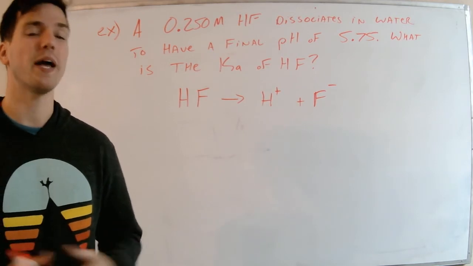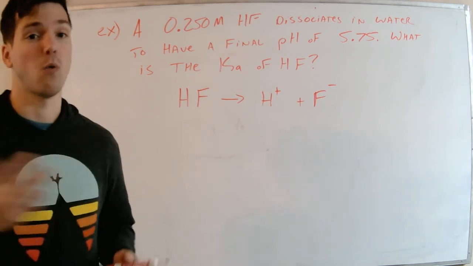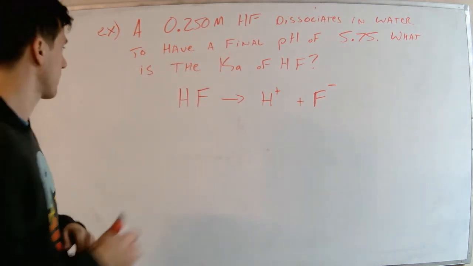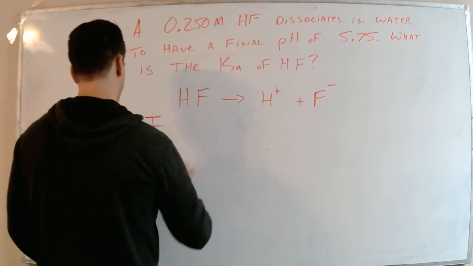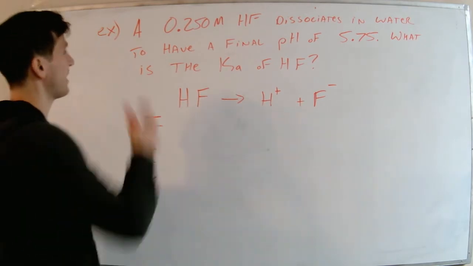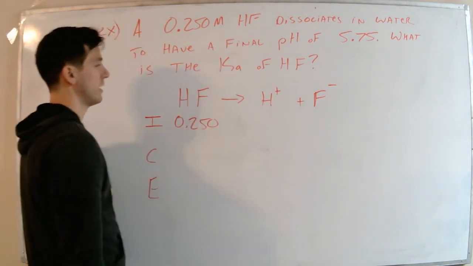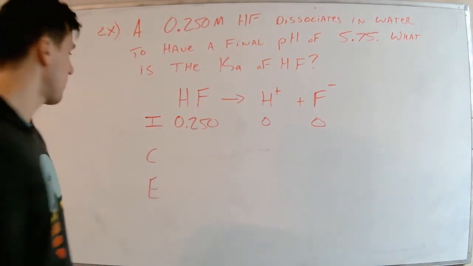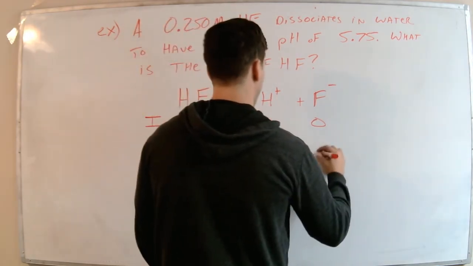So let's go ahead and write an ICE table and see if we could plug in what we know. Anytime you see Ka, you're going to be thinking ICE table anyway. So let's write our ICE table, and let's write down our initial concentrations. Right now, the only thing I really have is 0.250, and then these guys are going to be 0. And then we'll write down our changes, negative x, plus x, and plus x.